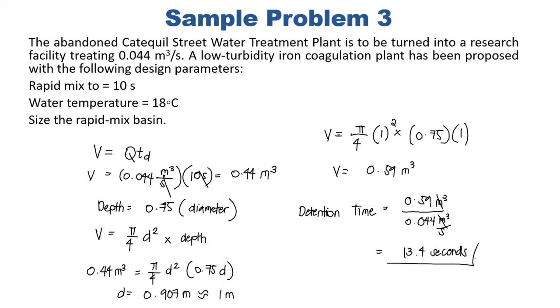Okay, so this is the detention time, and for the volume we have 0.59 cubic meter. So we have already sized the rapid mix basin. That's all for part 1 of this topic. Thank you.